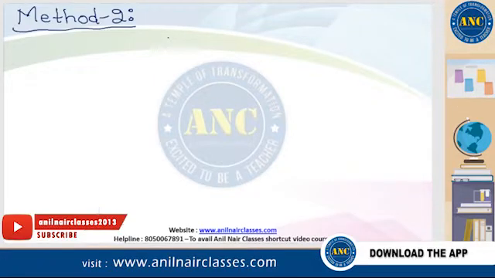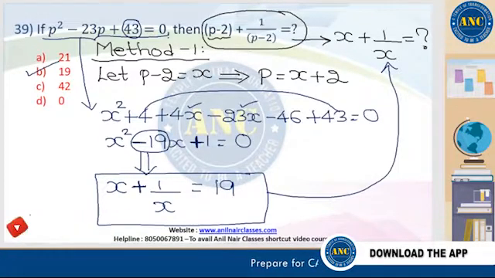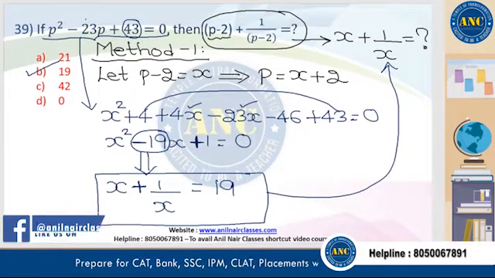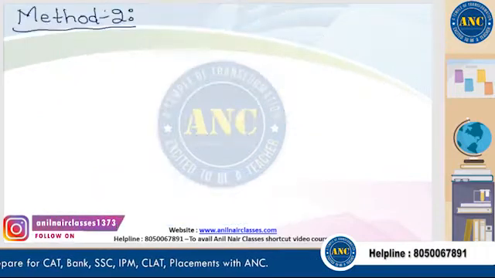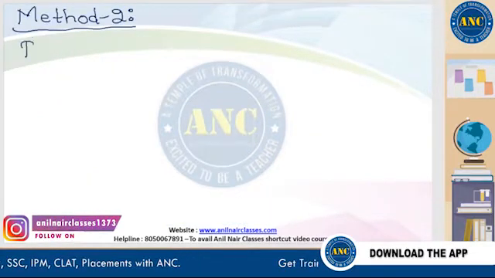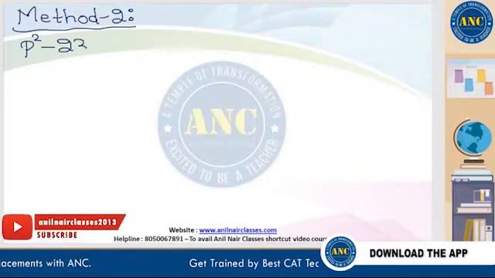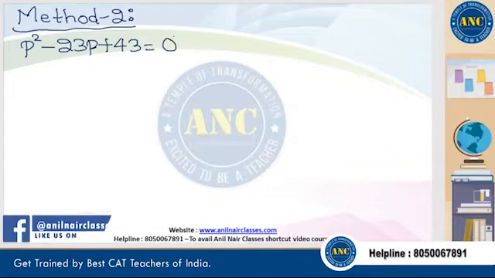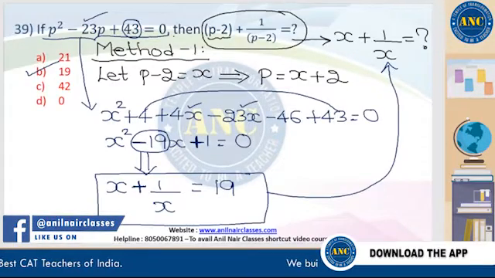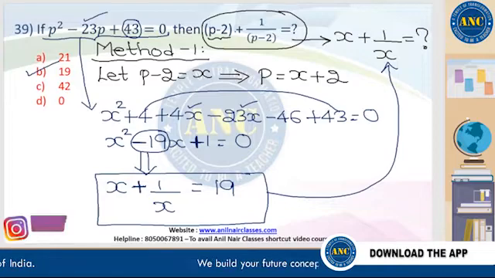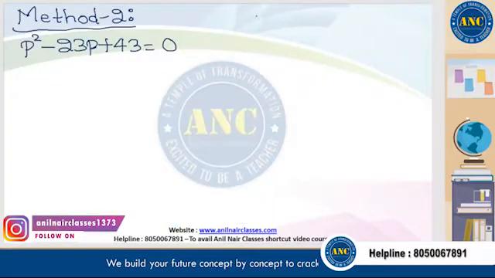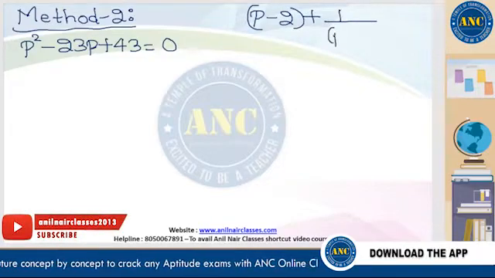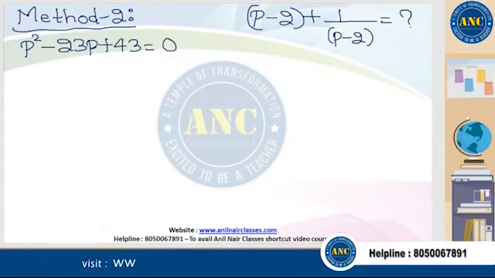Now see here, sir. First of all, what is the equation that is given? The equation given is p square minus 23p plus 43 equal to 0. This is the given part. What is the asked part in the question? P minus 2 plus 1 by p minus 2 is equal to how much? P minus 2 plus 1 divided by p minus 2 is equal to how much? This is what they are asking.